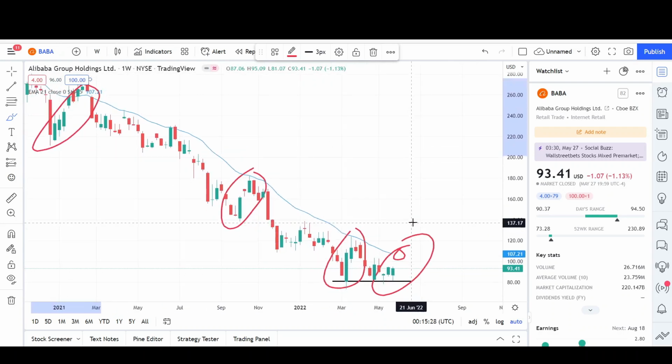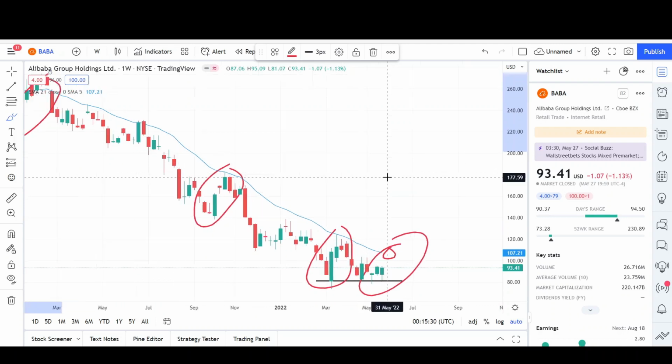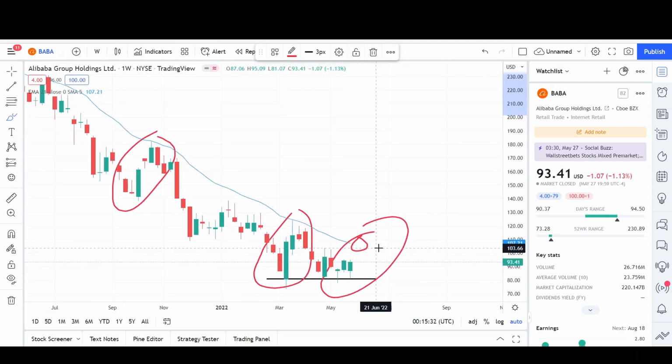So that's all I have for Alibaba. I'll give you guys an update next week. Maybe I will report back once we probably hit that $100 level or that 110 level.